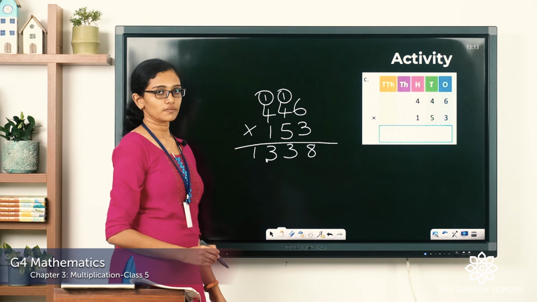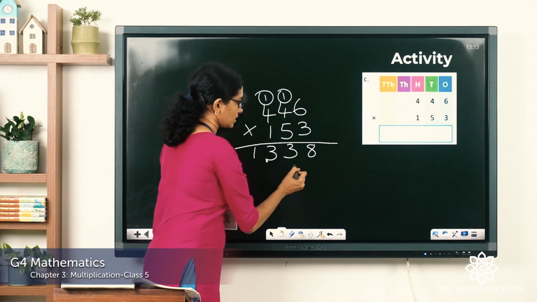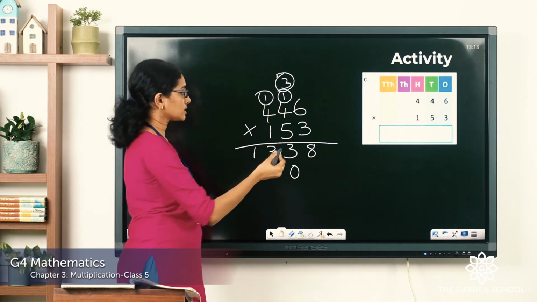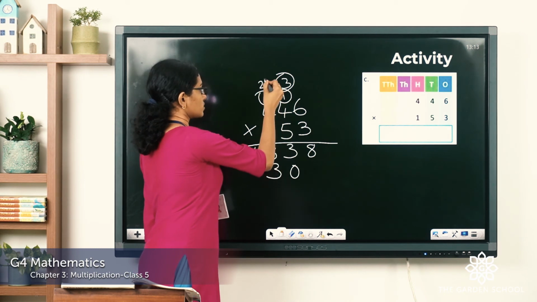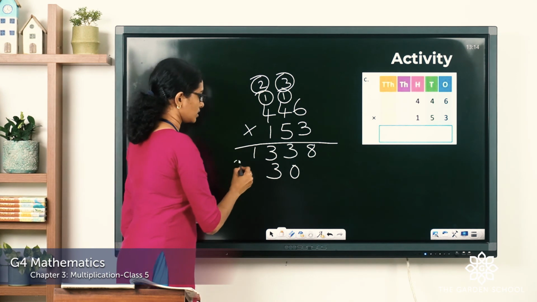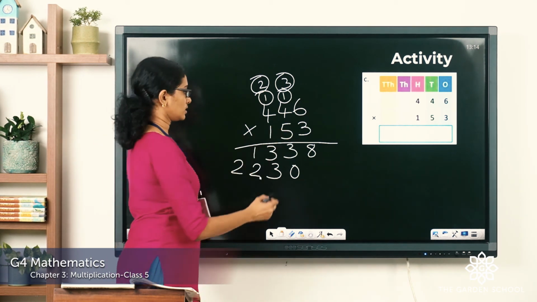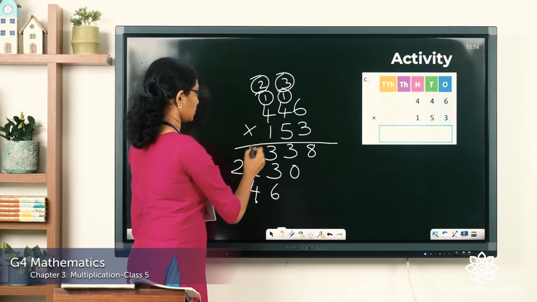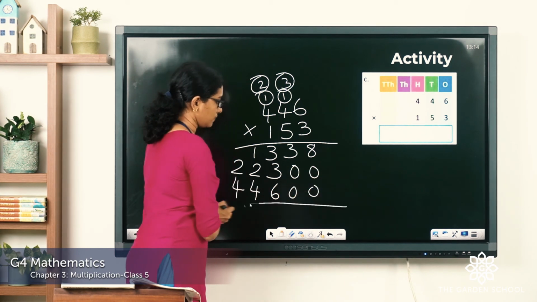Now the next digit of the multiplier. 5 into 6, it is 30. Write the 0 here. Carry over 3 to the next place. 5 into 4, 20, plus 3, it's 23. A carry over 2. 5 into 4, 20, plus this 2, it's 22. Now 1 into 6, 6 here. 1 into 4, 4. 1 into 4, 4 here. Let's insert the proper number of zeros.